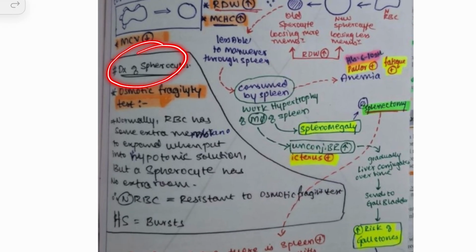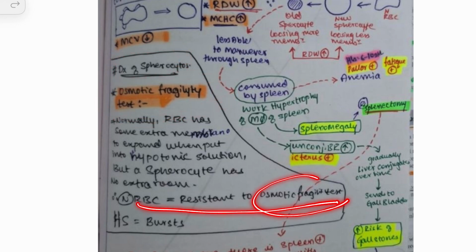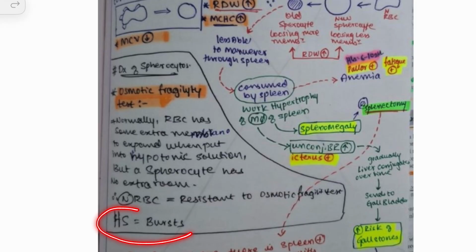Coming to the diagnosis, osmotic fragility test. Normal RBCs are resistant in the osmotic fragility test, but in hereditary spherocytosis, these RBCs will burst out in the osmotic fragility test.